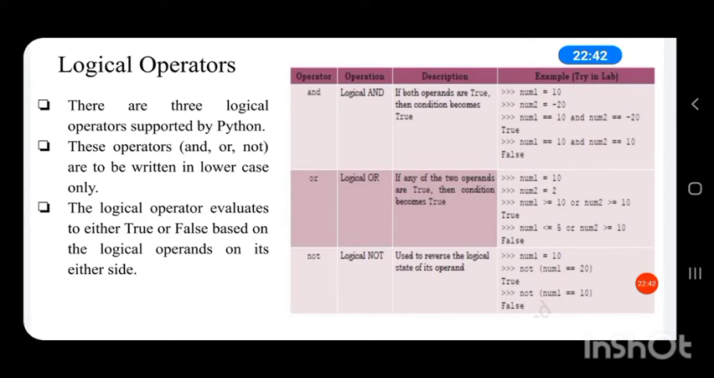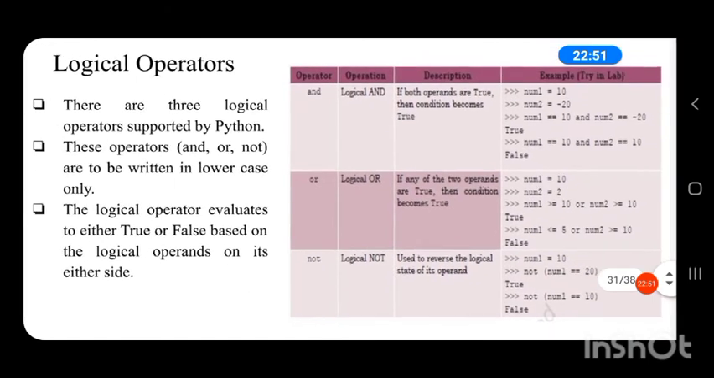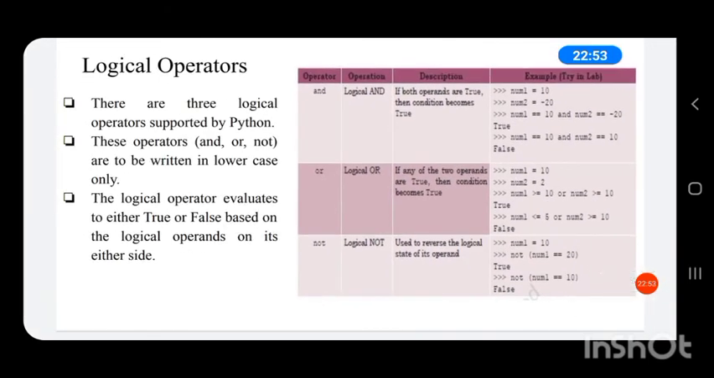So first one is logical AND. It is written as and. If both operands are true, then the condition becomes true. In logical operator, the operands on both sides of the operator, that is, the conditions on both sides of the operator are true, then the condition becomes true.